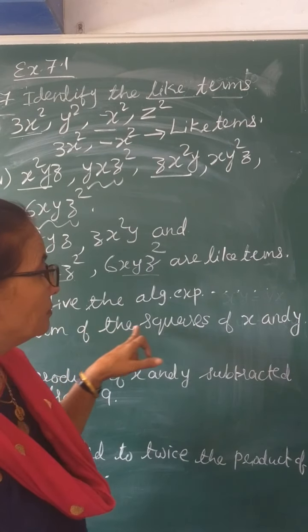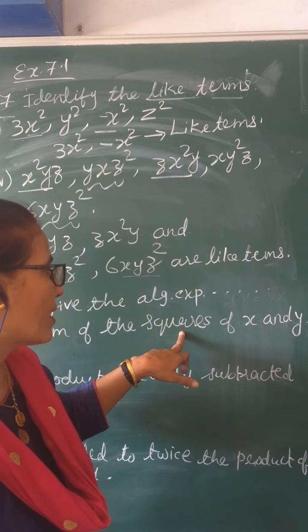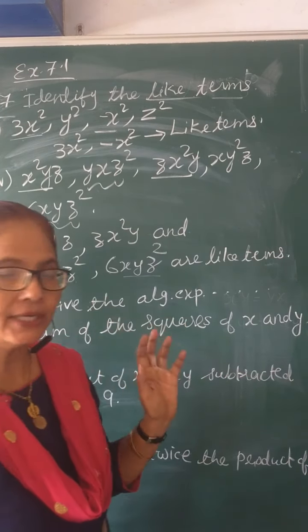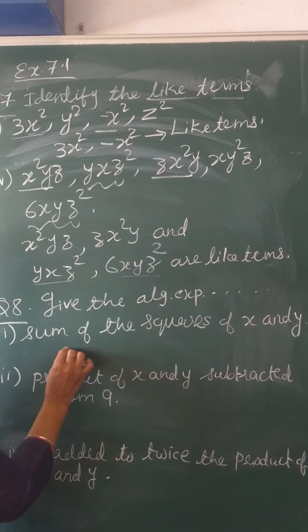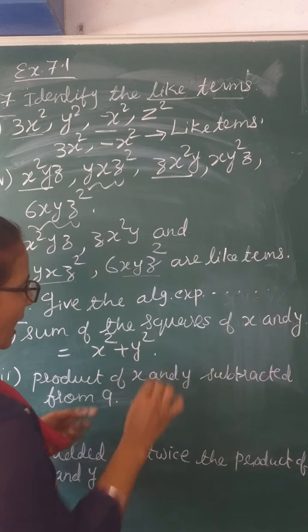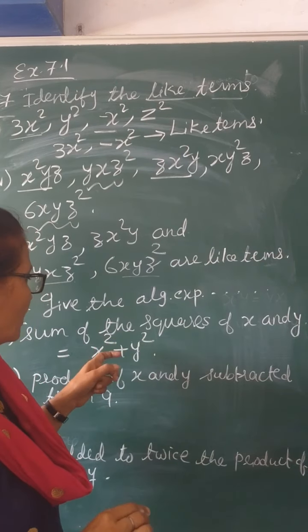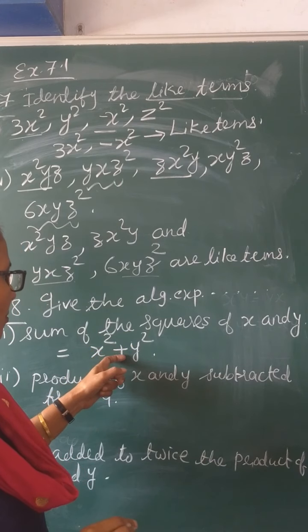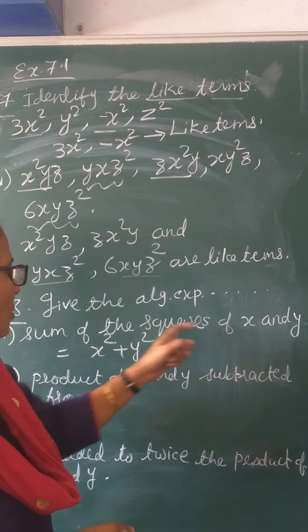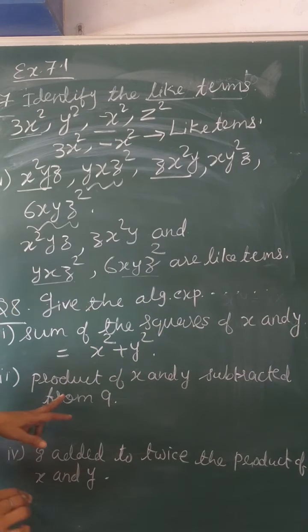Sum of what? Square of x and y, meaning the sum of the squares of x and y. Sum means addition. So what do we write? X square plus y square. After writing the mathematical form, you match this with the statement. Sum. Here is sum. Sum of what? Squares of x and y. Yes, correct.